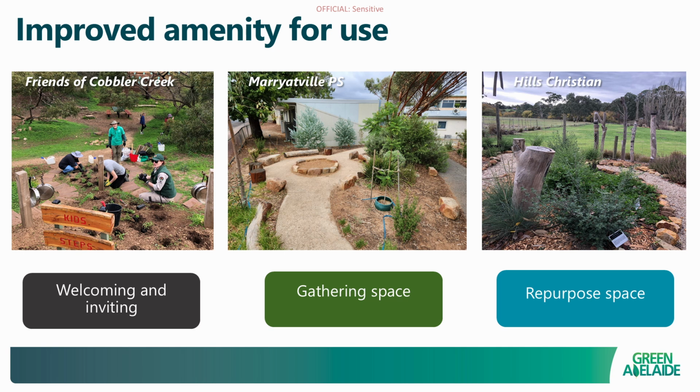The example on the left is the Friends of Cobbler Creek, where they created a children's garden. Marrickville Primary in the middle, they have a gathering space. Not all of the vegetation has grown yet, but you get the general idea what that is going to look like. And the example on the right, the school there, they had a disused space at the end of their oval, or the edge of their oval, and they created a native garden specifically using Aboriginal medicinal plants, fibre plants and food plants. And they engaged an Aboriginal educator to help them develop that.